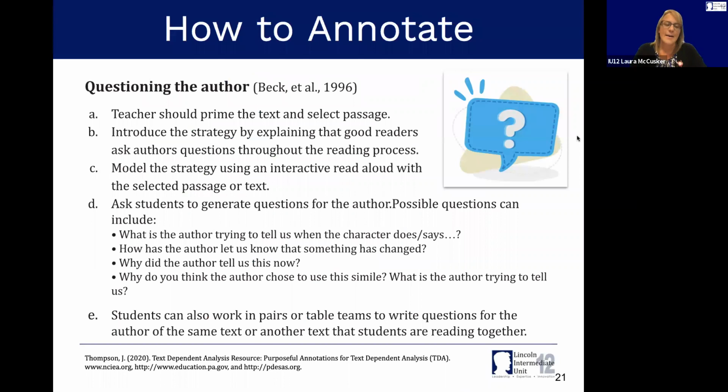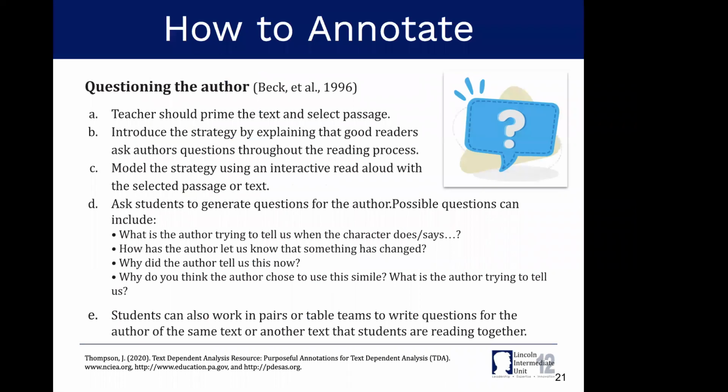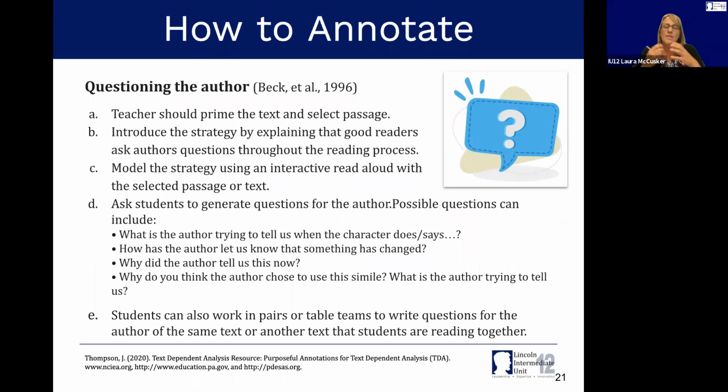All right. Back in the other resource, thinking in mind having annotation that leads to analysis at some point, there are two different protocols to move through. So one is questioning the author. And so here's where it could be carried out with the teacher priming the text ahead of time, like we just showed, and then introducing a strategy of questioning the author. That would then be modeled with an interactive read aloud, and then we have students generate questions for the author. What is the author trying to tell us? What does the author tell us now? Why do you think the author chose this, right?